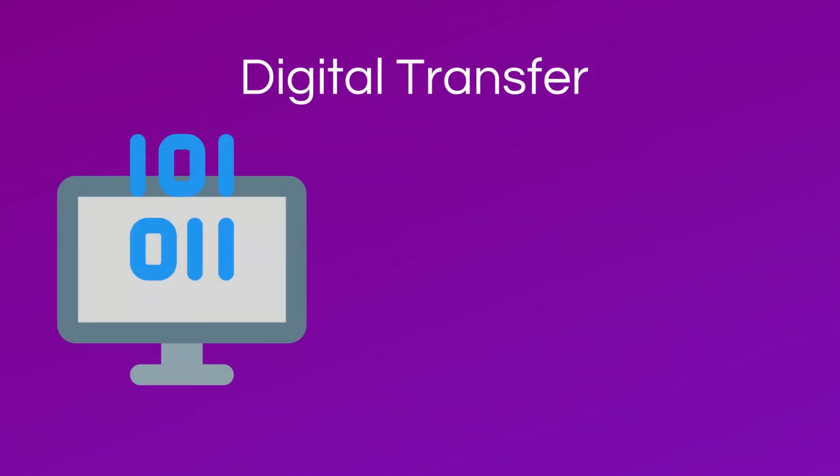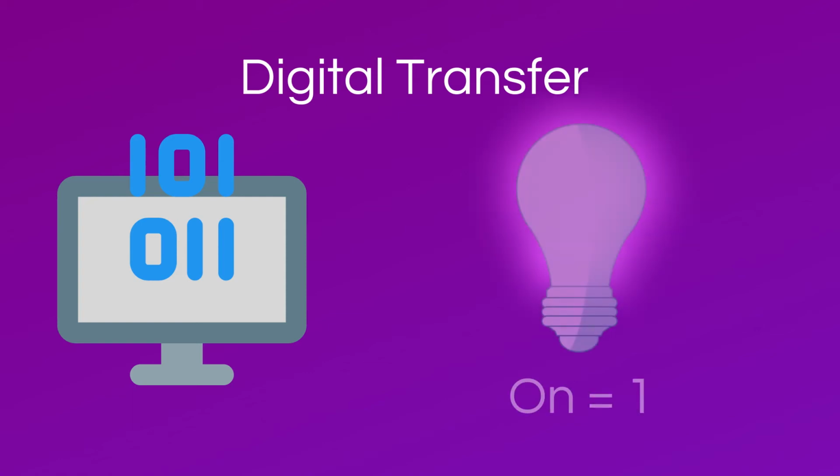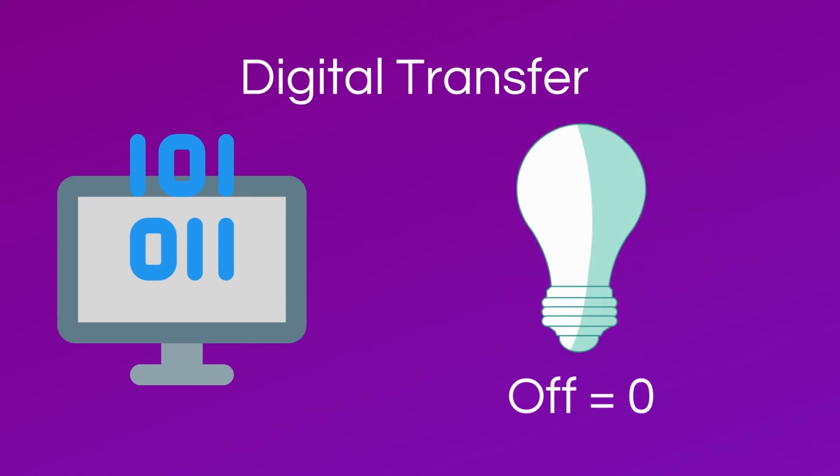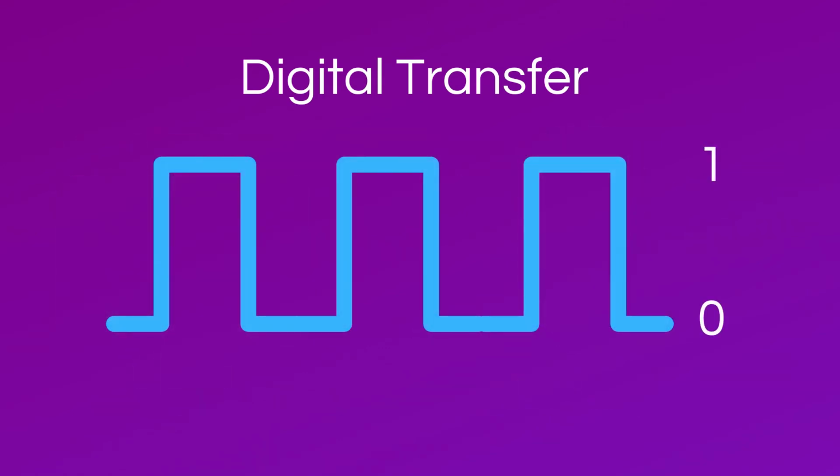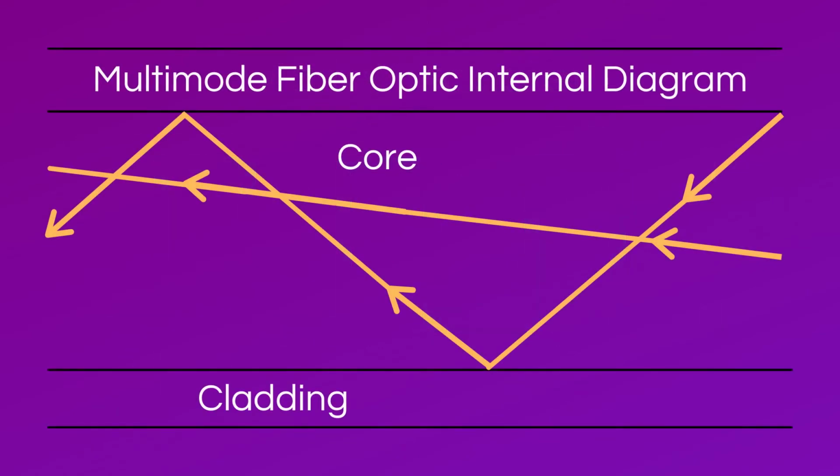Data is transferred digitally in optical fiber. This means that data is transferred in the form of ones and zeros. When the light is on, a 1 is transmitted, while a 0 is transmitted when the light is off. The ones and zeros form a crisp square wave. In multimode fiber, multiple modes or paths of light enter the cable for each pulse of light that represents a 1. This is not an issue for relatively short distances, but becomes an issue over longer distances.